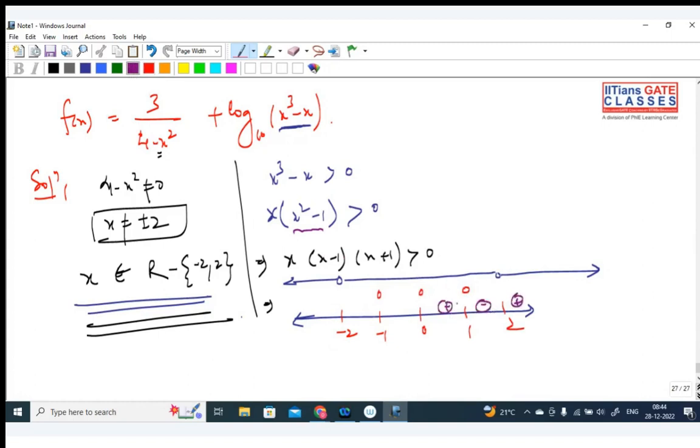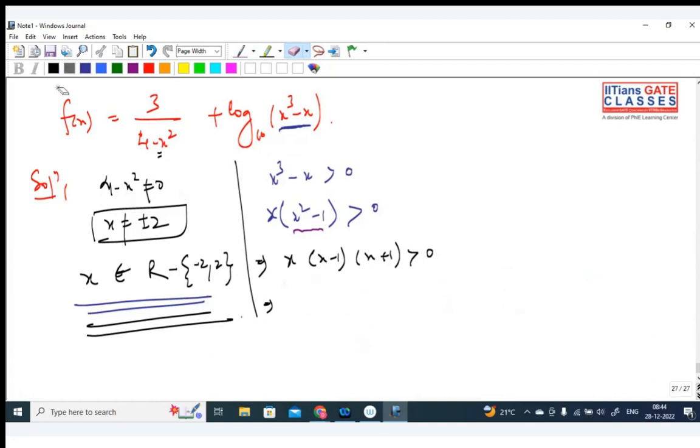You don't have to take this minus 2 and plus 2 at this moment, because otherwise you will get confused, right? So you can take only this, so that this is 0, this is 1, this is minus 1, because we are solving for this expression. So this is positive, this is negative, this is positive, this is negative.